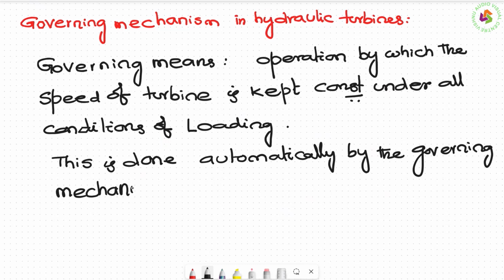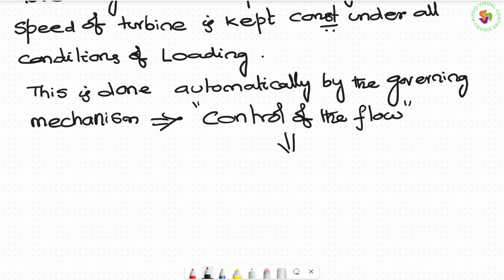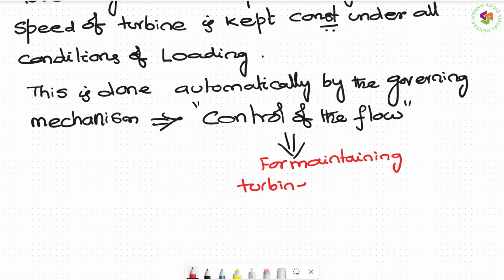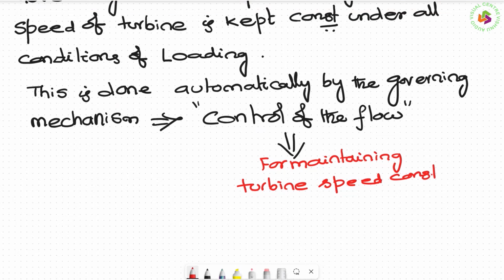What happens in the governing mechanism? Control of the flow. Finally, the governing mechanism actually means control of the flow. Control of the flow for what? Control of the flow for maintaining turbine speed constant. This is what it is.